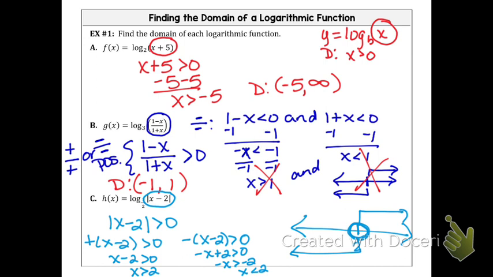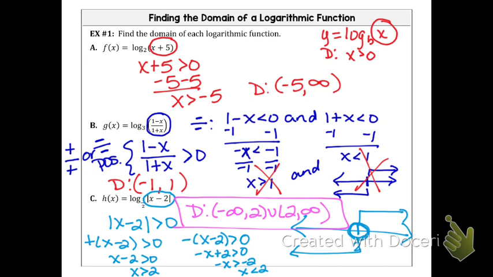So my domain then is going to be from negative infinity to 2, union 2 to infinity. All right, so just so we can see our answers there. Those were our 3 domains.